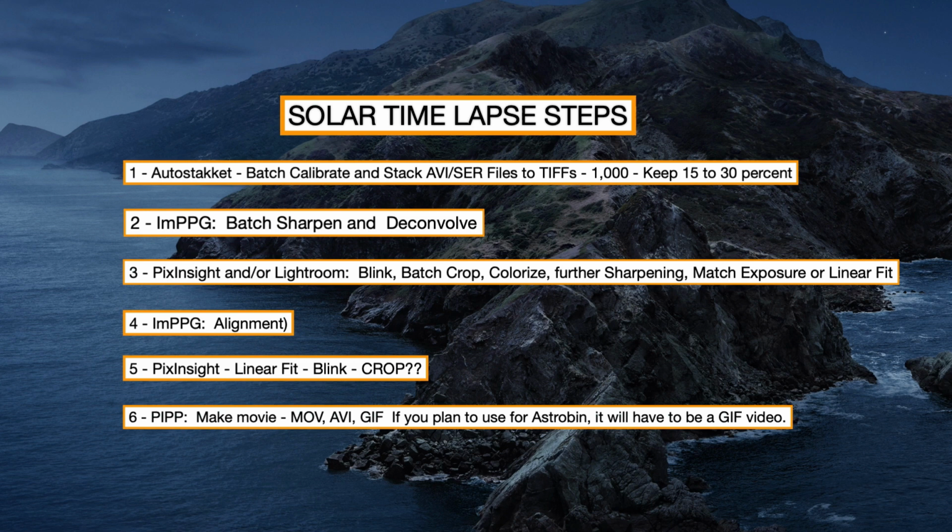It never hurts. So if I do not run that final crop, then I am ready to go into step 6 and run the software that creates the movie. And you have the option with PIPP to do a movie file, an AVI, a GIF, or you can do some PNGs or TIFFs. So now if you plan to use AstroBin, if your movie looks good and you want to put it on AstroBin, you can only upload GIF files. They're larger. Don't know why they have that restriction, but that's the way it is.